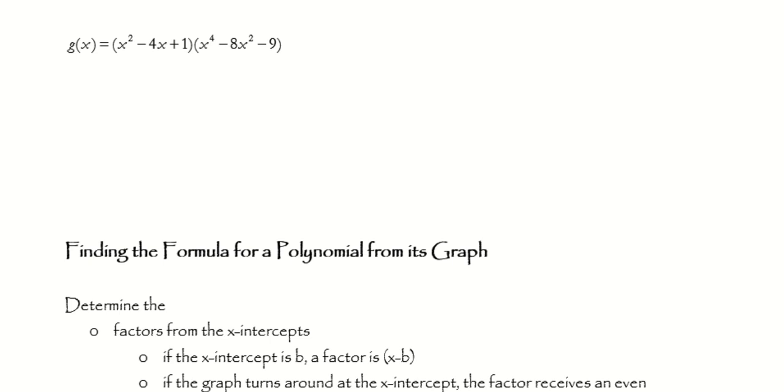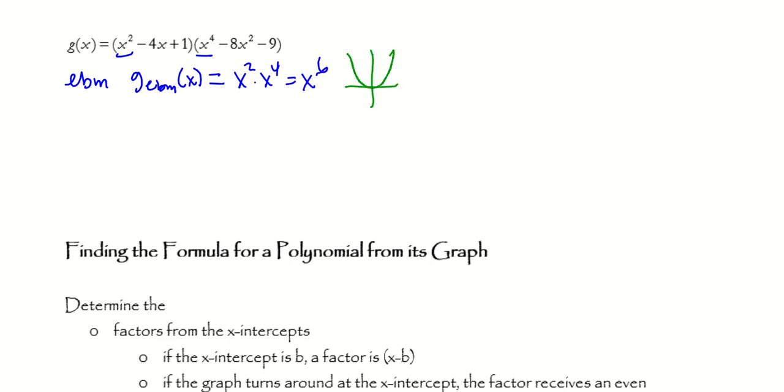All right, here let's look at g of x. We're going to have to do a little more work here. But we're going to start by finding our end behavior model. So the g end behavior model of x will equal the product of my leading terms, which is x squared times x to the 4th, which is x to the 6th. That graph again has left and right end behavior up on both sides.